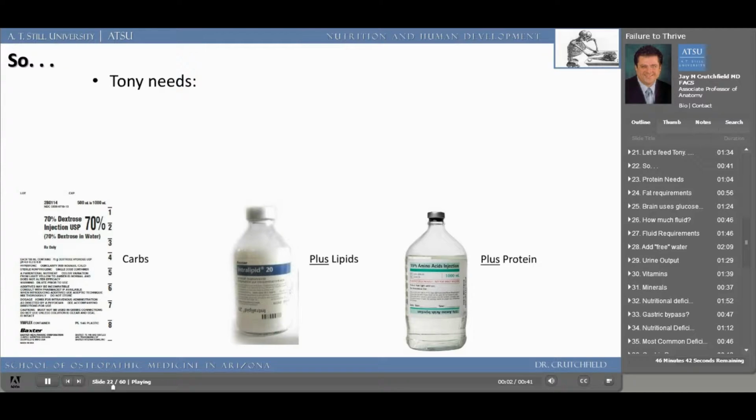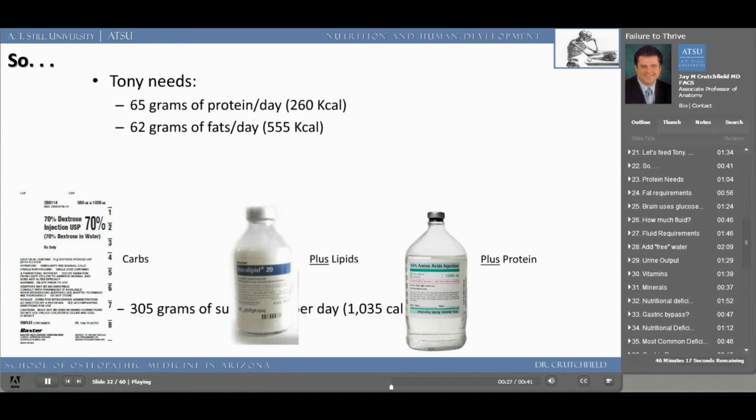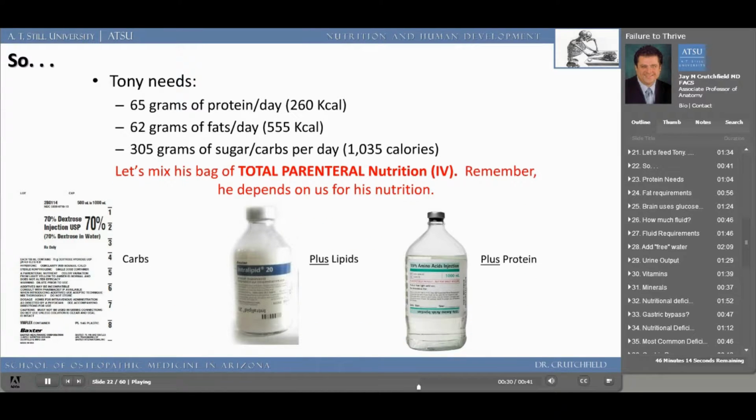Remember, Tony depends on us for his entire nutrition, and believe it or not, there was a day when we couldn't do this. Nutritional chemistry has advanced to the point where we can feed people intravenously for years. This is amazing. And nutritional research is one of the most impressive areas of chemical research. All Tony needs is carbs, lipids, proteins, vitamins and minerals, and maybe even some other special ingredients, and we'll talk about those too. So here's a summary of what Tony needs.